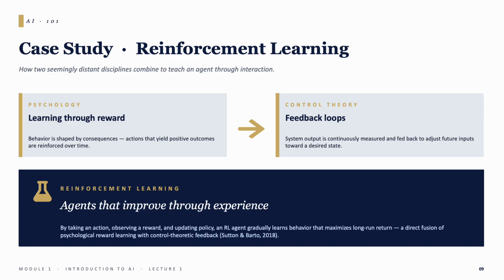Consider training a dog. When a dog follows a command, it receives a treat. Over time, it learns the desired behavior. Reinforcement learning works in a similar way, except the learner is a computer program. So agents improve through experience by taking an action, observing a reward, and updating policy, and a reinforcement learning agent gradually learns behavior that maximizes long-run returns. A direct fusion of psychological reward learning, as mentioned again, Sutton and Barto mentioned in their publication in 2018 in quite some detail. I suggest you find that paper and give it a shot, read it, it'll help you.